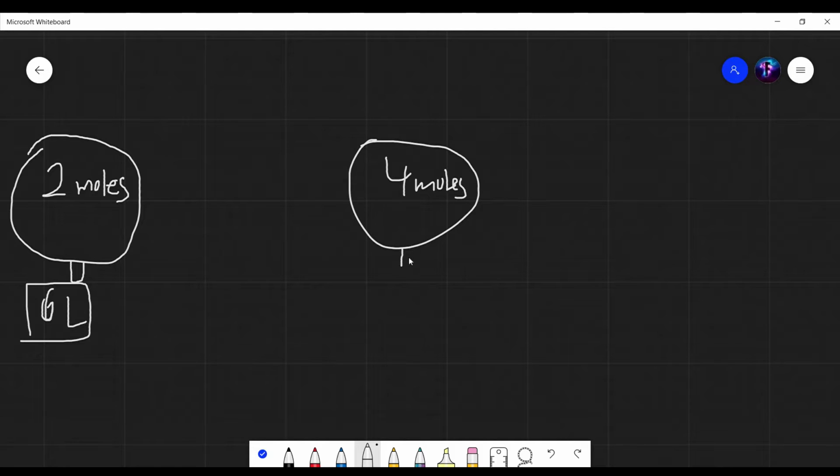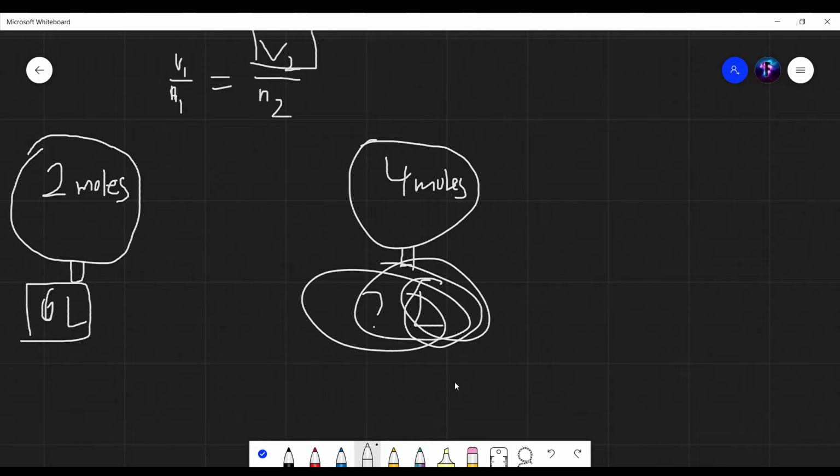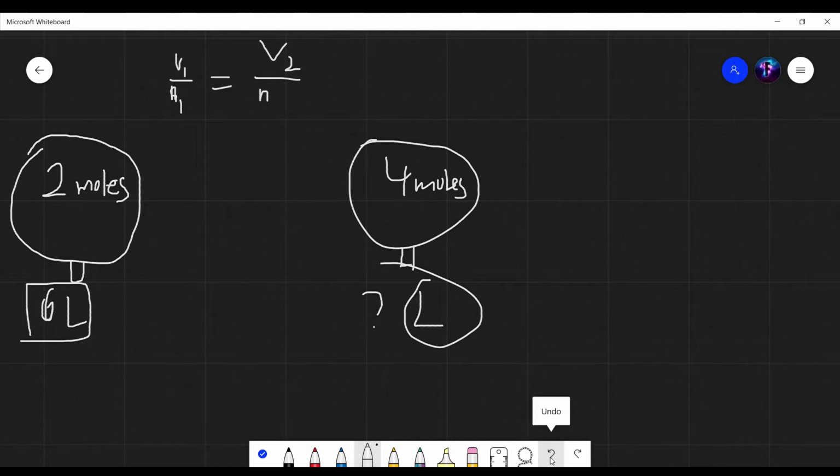And now you want to know how many liters it is. So you can use this formula that Avogadro invented. V1 over N1 is equal to V2 over N2. Now N2 is the number of moles. Like I said, moles is N. And the V is the volume, which is right here, the liters or milliliters, depending on what you use.